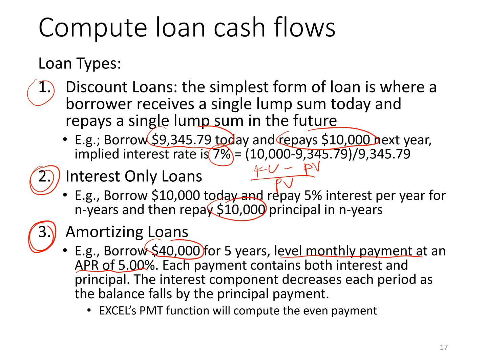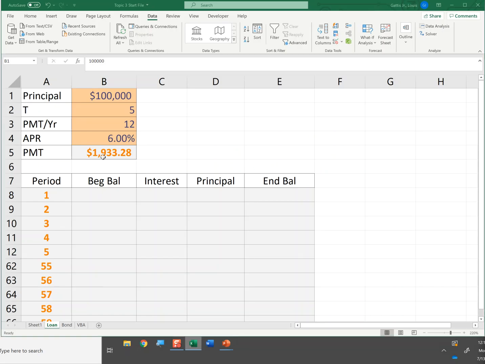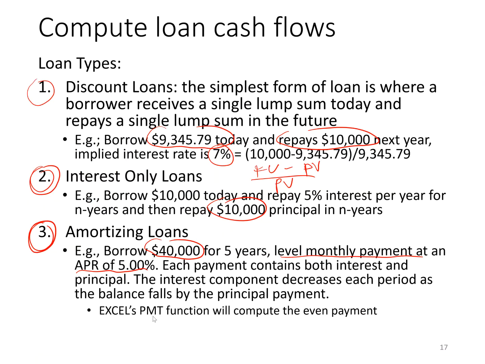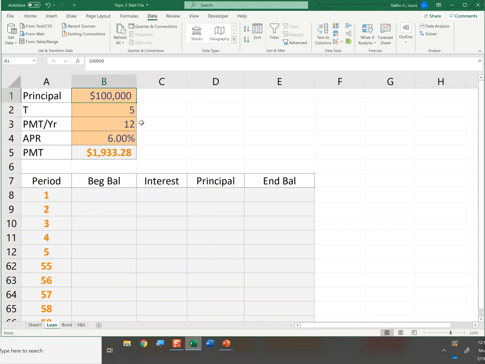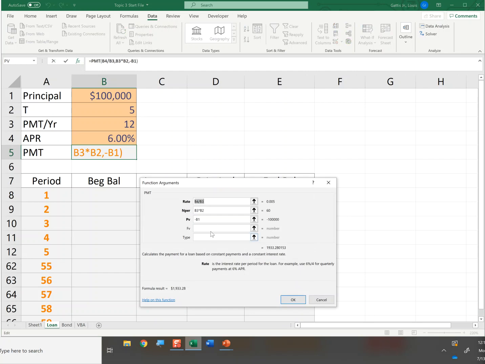Now each payment is going to contain both interest and principal, and you're going to pay off the loan exactly over 5 years. So Excel's payment function, the PMT, will compute that one payment that'll be paid off over 5 years. And so here are the inputs. We're going to make that $100,000, 5 years, 12 payments per year, it's monthly payments, and an annual percentage rate of 6%. I'm going to set up my payment function.